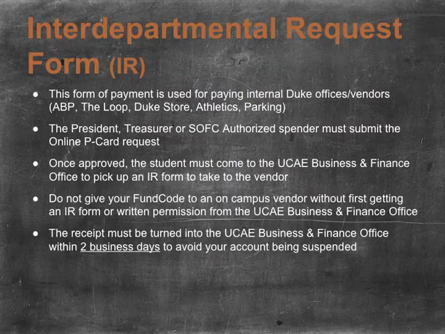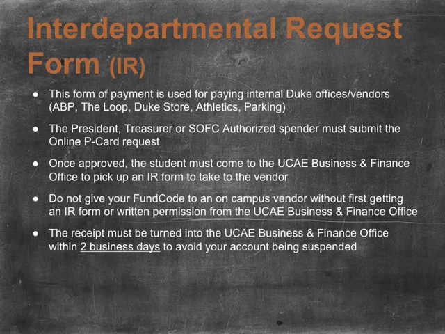An interdepartmental request form, or IR form for short, is used to pay internal Duke offices and vendors like The Loop, The Chronicle, and The Lobby Shop. This form is not available online. First, the president, treasurer, or authorized spender must submit the online P-card request form. Once the purchase is approved by the UCAE Business and Finance Office, the president, treasurer, or SOFC authorized spender will need to come to the UCAE Business and Finance Office to pick up an IR. This form will be given to the on-campus vendor to complete the student organization order.